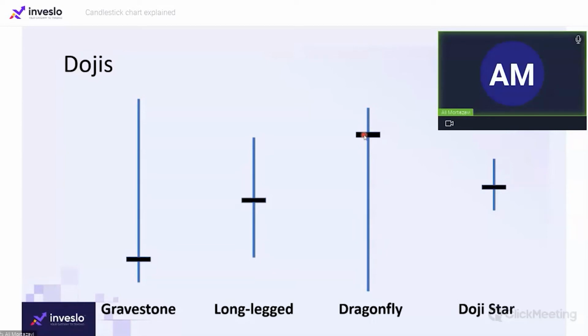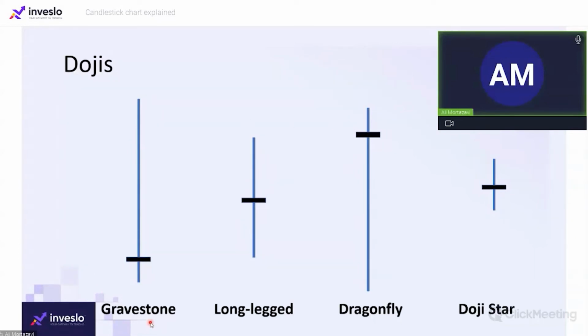So the doji's psychology is indecision for sure, but we have different types of dojis, and dojis don't reveal any direction of the coming session. They just show that the market is at a level of balance, so there is not enough power on either side to take control of the market and prevail a sentiment in a specific direction, bullish or bearish.